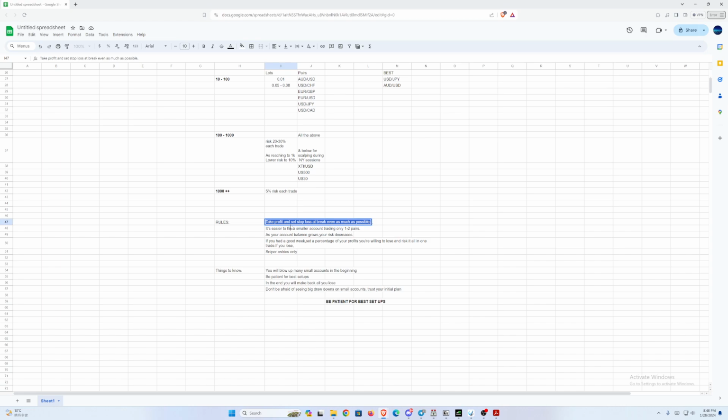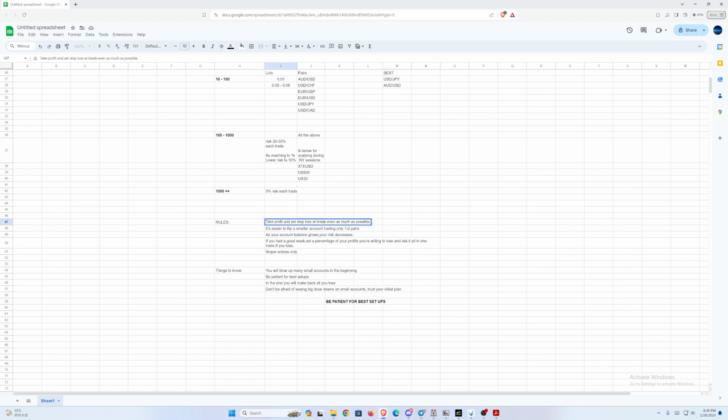Once you see a little bit of a pump, don't expect the price to move into profit too far. Take profit once you see the market is pumping, the price pumping. Take profit, no matter how many pips it is. Or set the stop loss at break even as much as possible.